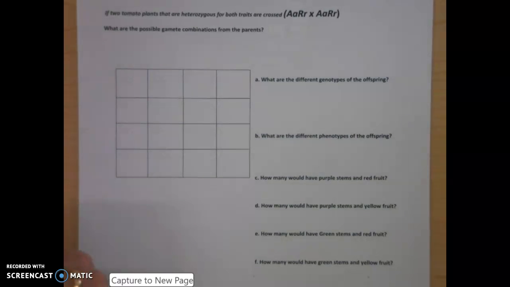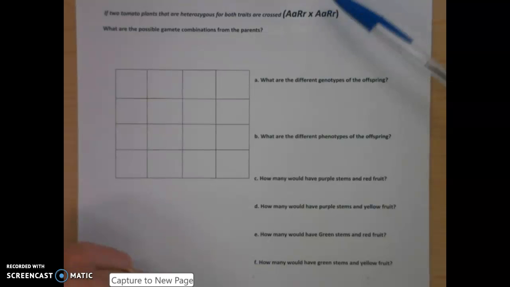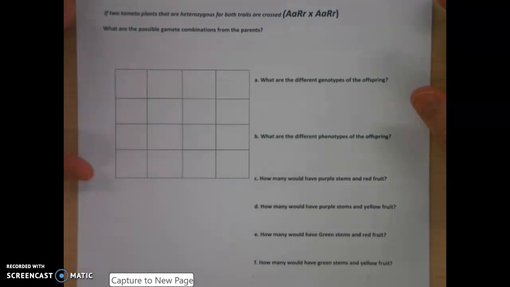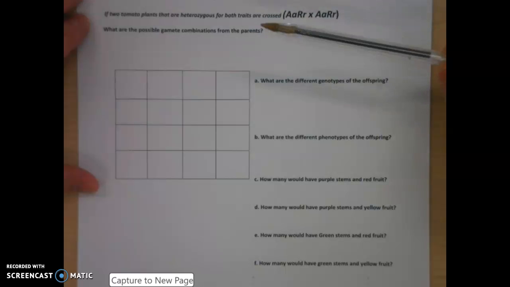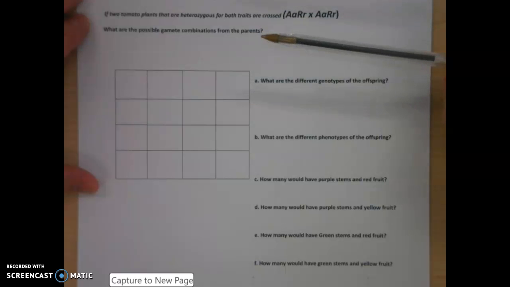All right, so let's take a look at how to work a dihybrid cross, or sometimes called a two-trait cross. This problem gives us some information about tomato plants. It says that purple stems are dominant over green stems, and red fruit is dominant over yellow fruit. And then it says that two tomato plants that are heterozygous for both traits are crossed.